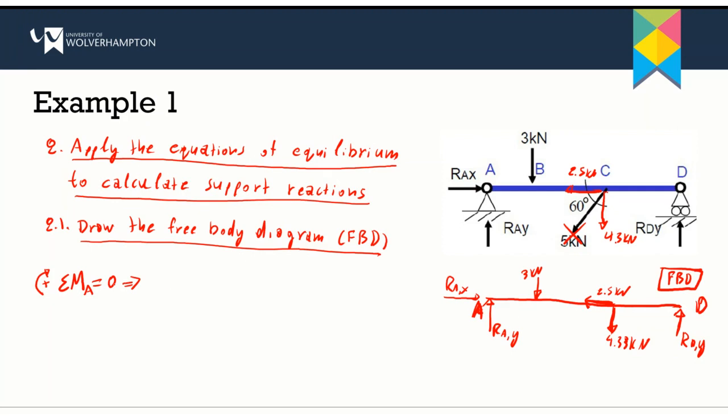So the sum of moments about point A has to be equal to zero. Let me see which forces do not cause any moment. The forces that don't cause any moment about point A are the ones that pass from point A. So here you can see that RAY passes from A, RAX also passes from A, and this 2.5 kilonewton component also passes from A. So all of them have no perpendicular distance to the point, which means that they don't cause any moment. However, this 3 kilonewton force, which is perpendicular to the beam, has a distance from point A.